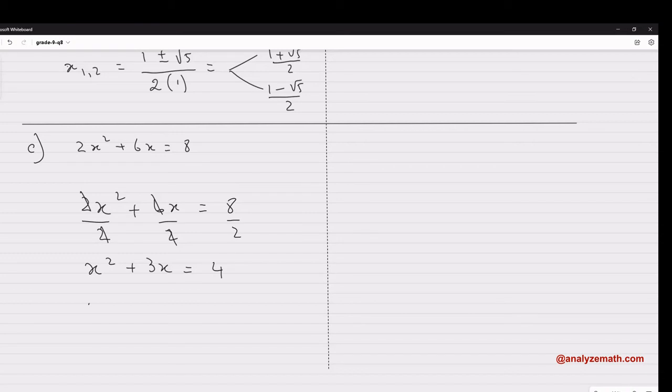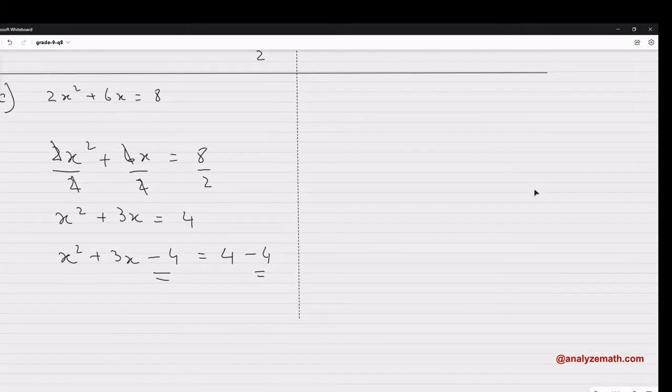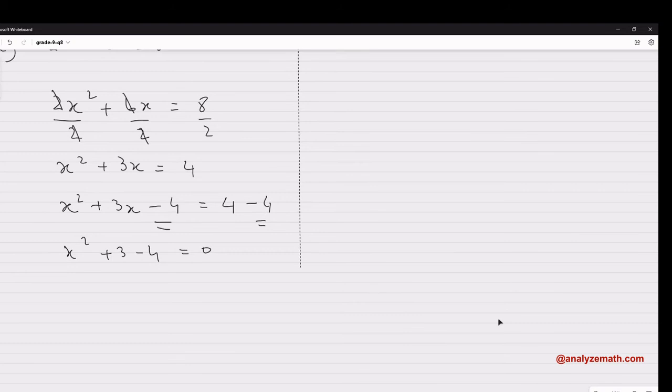Now let's write it in standard form by subtracting 4 on each side. Yeah, we have 4 here, so minus 4 will give me 0, but I need to do the same thing: minus 4, minus 4. Now we simplify, and that's going to be x² plus 3x minus 4 equal to 0. So the equation now is in standard form, and we can solve it by any method.